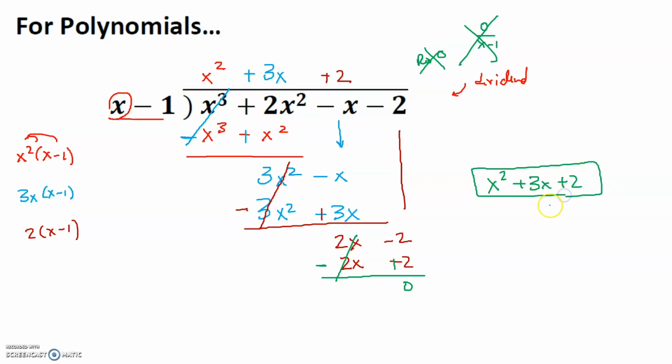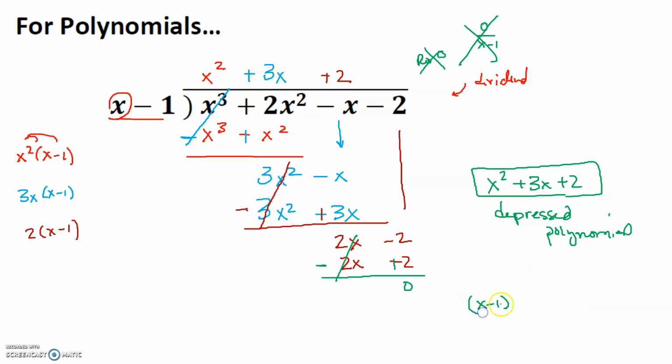Now this answer has a name. It's called a depressed polynomial. This is only called this for polynomials. It's not called a depressed answer for regular old long division, but it's a depressed polynomial here because it's 1 degree less than what we started with. It's depressed, it's smaller.